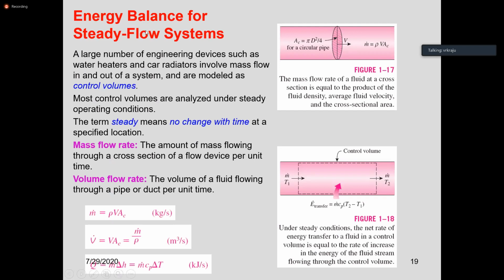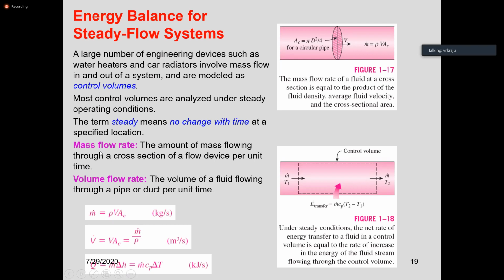Now this is the energy balance for a steady flow system. That means there is a flow, but that flow is steady. And for most of the systems we will discuss, we assume that the flow is steady. Water heaters and car radiators involve mass flow in and out of the system and are modeled as control volumes. For such systems, we assume that the flow is steady in the sense that the mass flow rate is constant. The magnitude of the mass flow rate entering is invariable with respect to time. The term steady means there is no change with time.